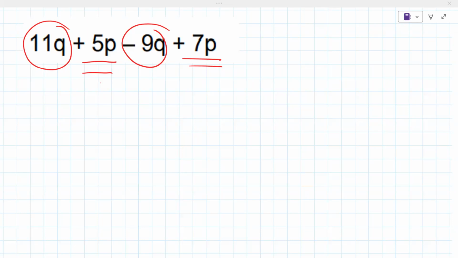Okay, would it be positive 2q plus 12p? Very good. Yes, exactly right.